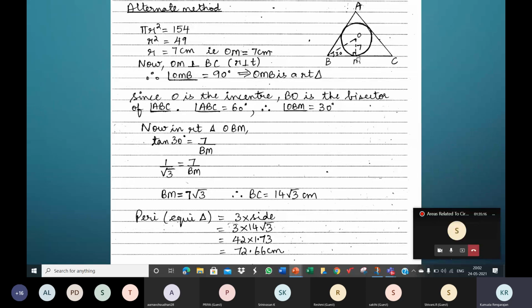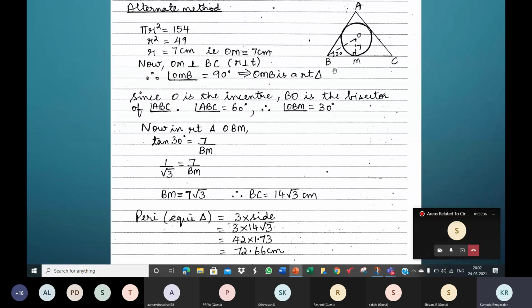OM is perpendicular to BC. Draw OM perpendicular to BC, and it will be now this point M. I told you in the last class that the radius and the tangent at the point of contact are perpendicular to each other. BC acts as a tangent to the incircle.